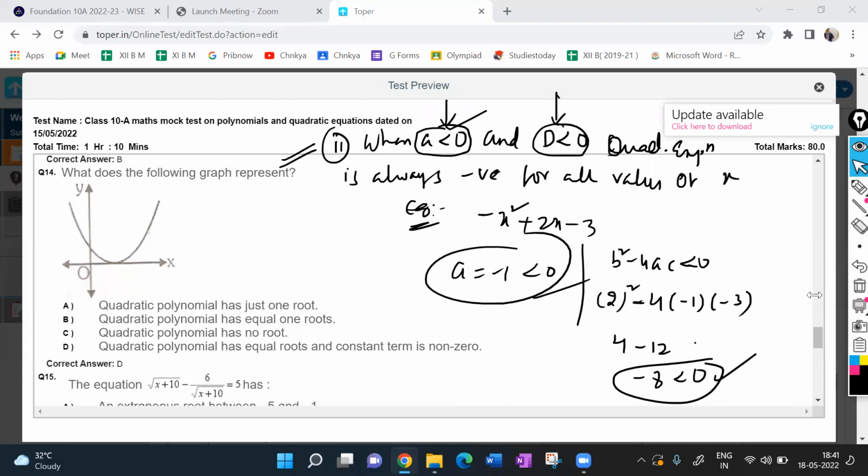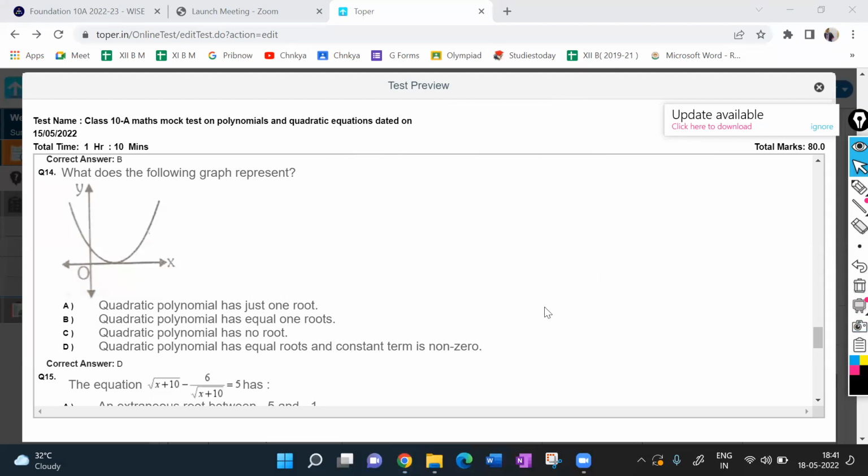Yes, tell me any doubts in question number 14. It has equal roots and a constant term, which is non-zero. That is giving me the appropriate option, so I'll go with option D.